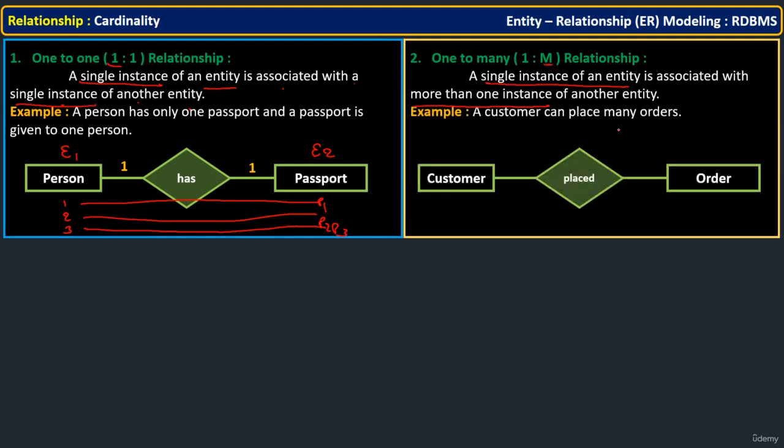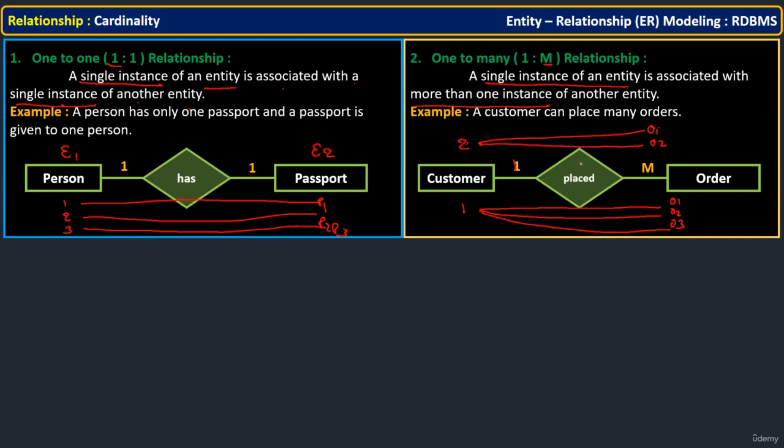A customer can place many orders, right? One customer can place many orders. Customer one is there, with order one, order two, order three. So one customer gave three orders. The second customer gave order one and order two. So one customer, many orders. This kind of relationship is called one-to-many.